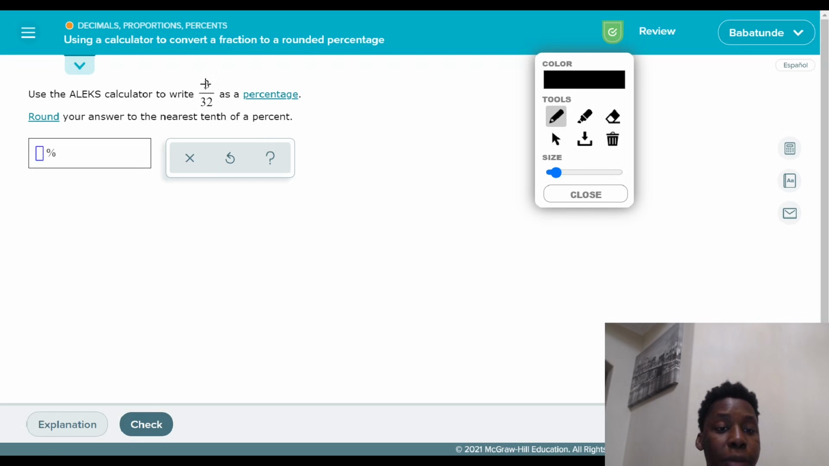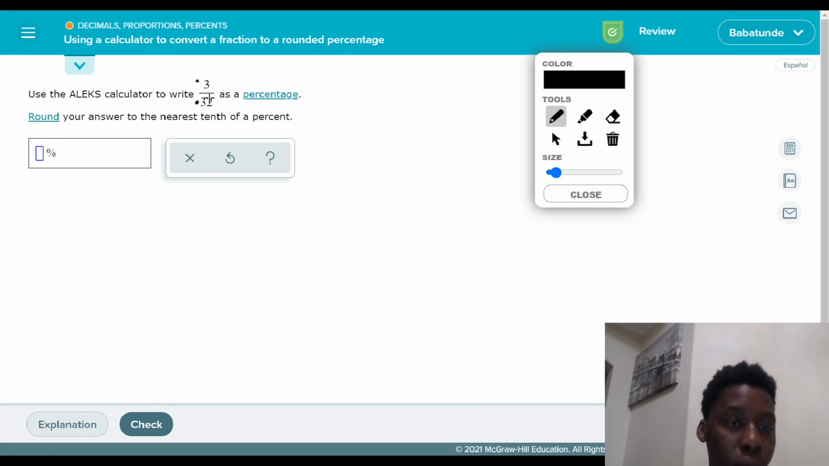In this case, we have a numerator of 3, which is the top number, and a denominator of 32, which is the bottom number. Based on this fraction, we're going to have to find the percentage. Every fraction can be written in percentage format, so we need to find the percentage of the fraction given.